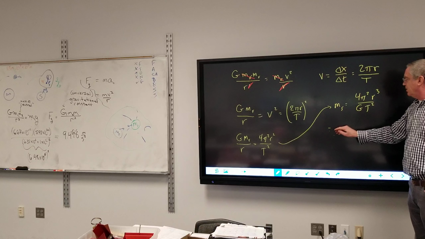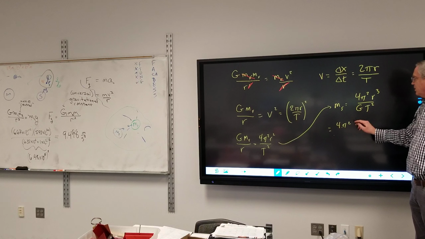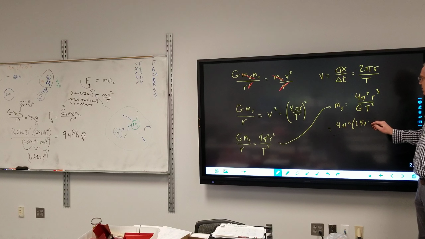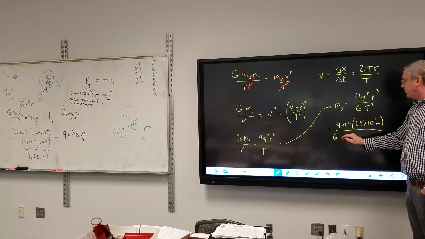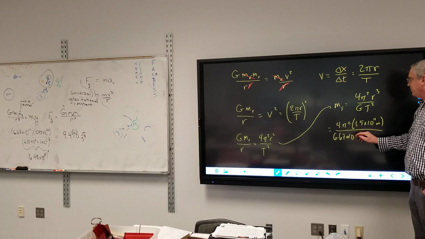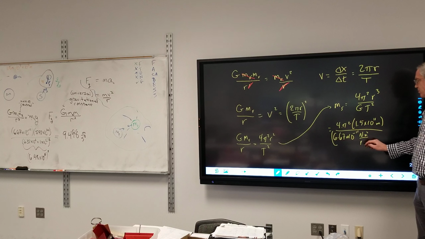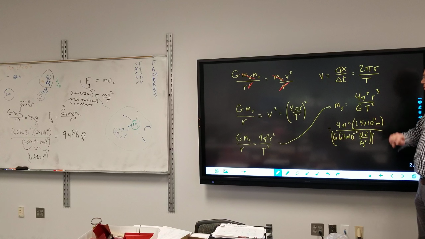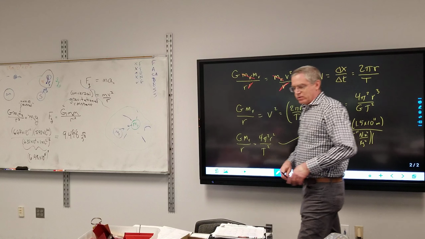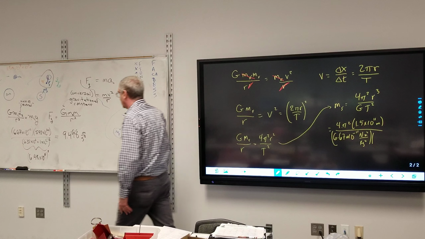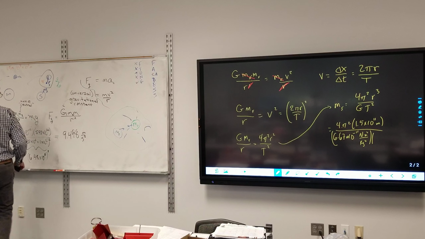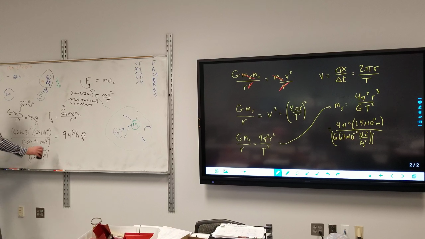So this is 4 times pi squared times 1.5 times 10 to the 11th meters divided by 6.67 times 10 to the negative 11th Newton meter squared per kilogram squared times the period squared. Now we know it's 365 and a quarter, give or take. Let's see, we'll crank through that math over here.